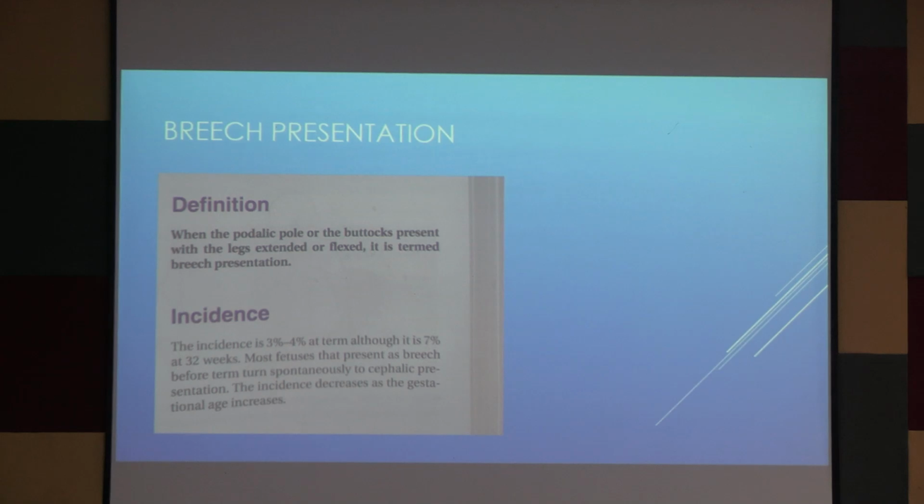What is the incidence? Incidence of breech is 3 to 4% at term, but it is more at 32 weeks, about 7%. Although it is 7% at 32 weeks, most fetuses that present as breech before term turn spontaneously to cephalic. So incidence decreases as the gestational age increases.